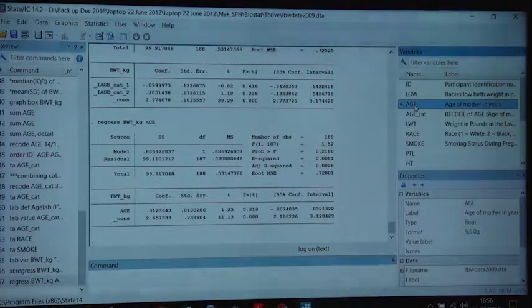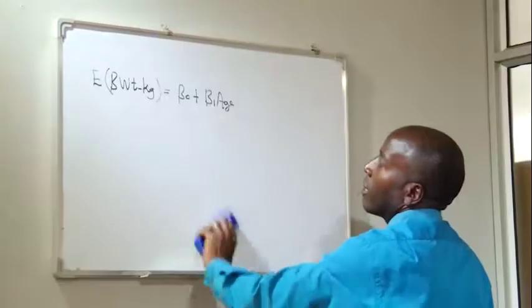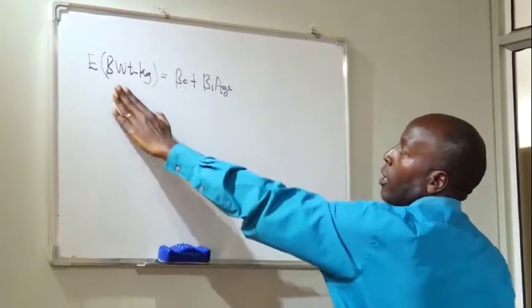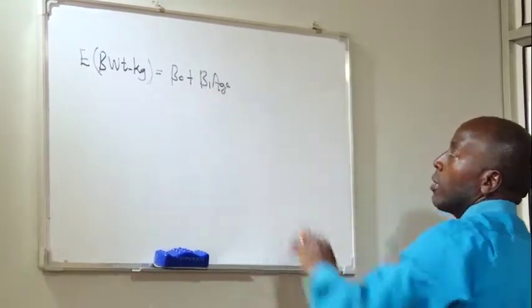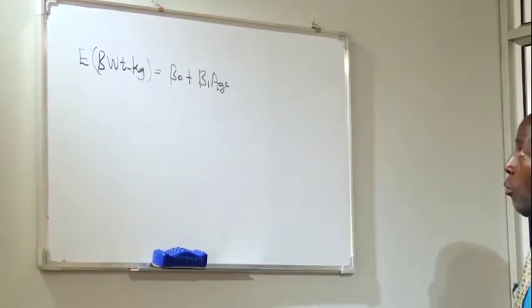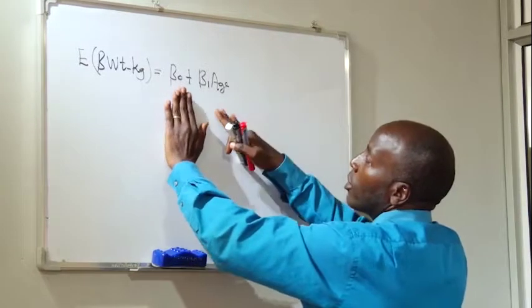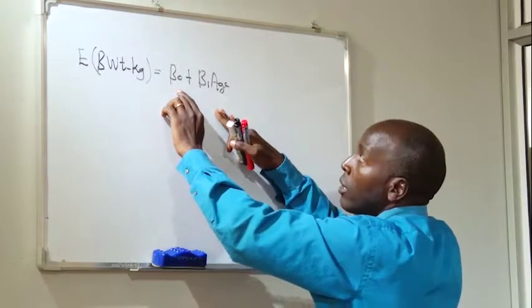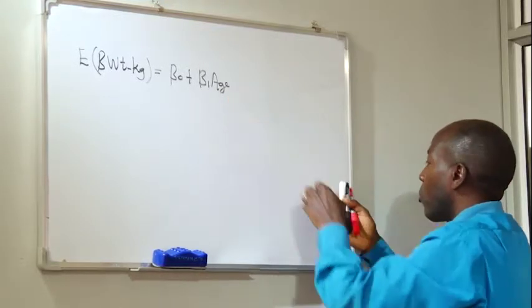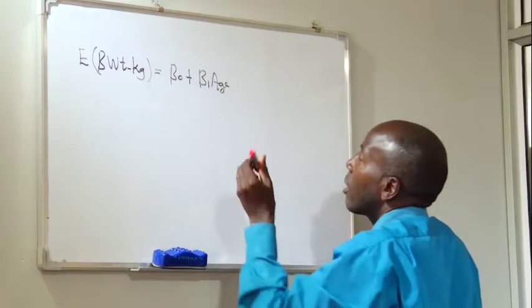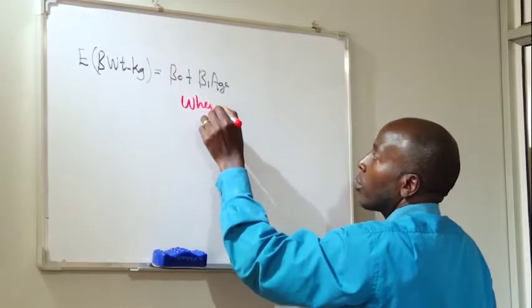Now the model changes. Let's go back to the blackboard. The model now reads like this: the expected baby birth weight in kilograms is equal to the intercept, beta naught, plus beta 1 times age. So when does this model reduce to only beta naught? It reduces to beta naught when the age is what? 0. You see that? So when the age is 0, and here I want to teach a very important concept.